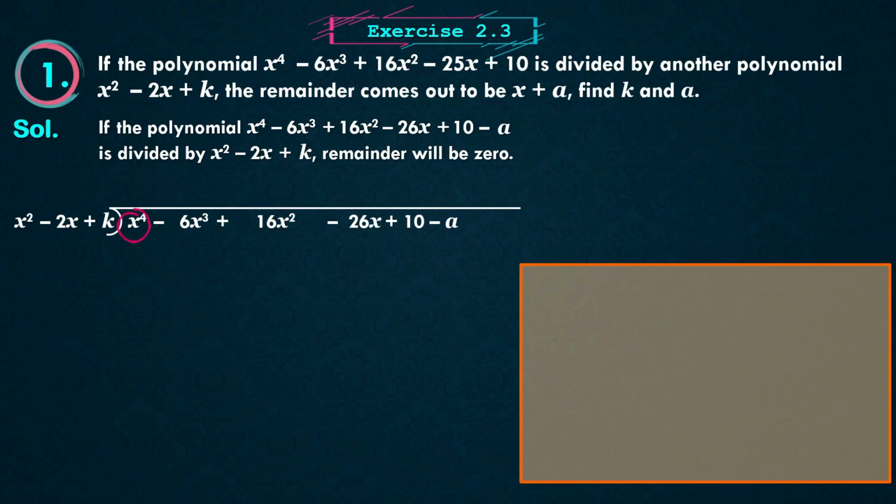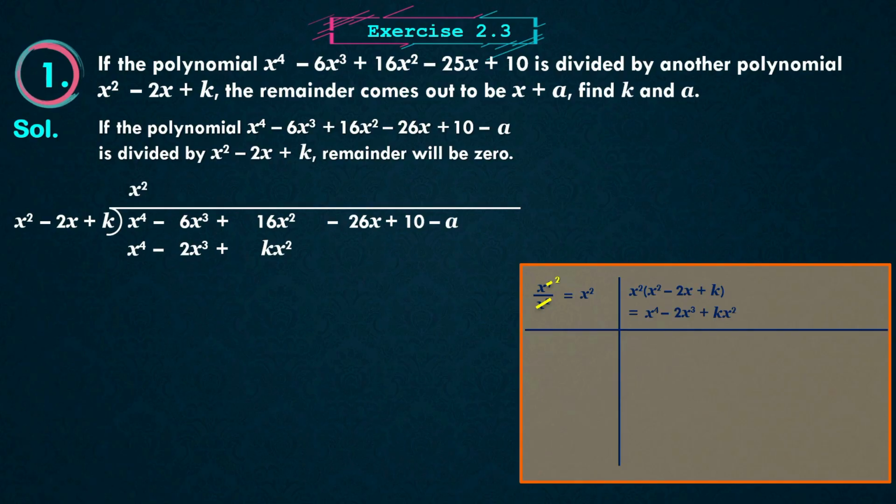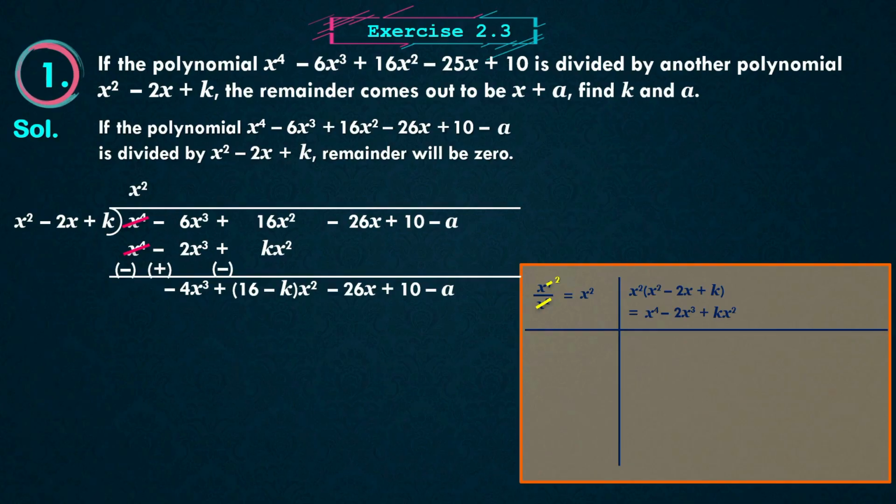First divide x^4 by x^2. This gives x^2. Now multiply x^2 with x^2 - 2x + k. This gives x^4 - 2x^3 + kx^2. Now subtract these terms from the polynomial. After subtraction we get -4x^3 + (16 - k)x^2 - 26x + 10 - a.